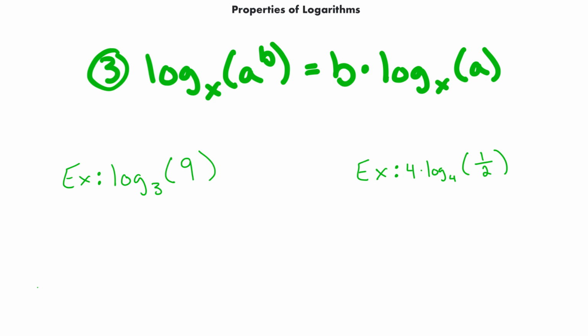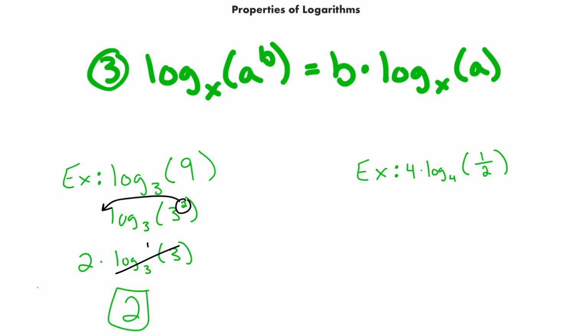Example number one, I have log base 3 of 9. That is the same thing as log base 3 of 3 squared, because 3 squared is equal to 9. Property 3 states that if I have a power, that 2, I can take that power and bring it outside of the logarithm through multiplication. This is the same thing as 2 times log base 3 of 3. And here, I could utilize property number 2, because the base of the logarithm is equal to the interior of the logarithm. That means that this is just going to turn into a 1. Last I checked, 2 times 1 is equal to 2.